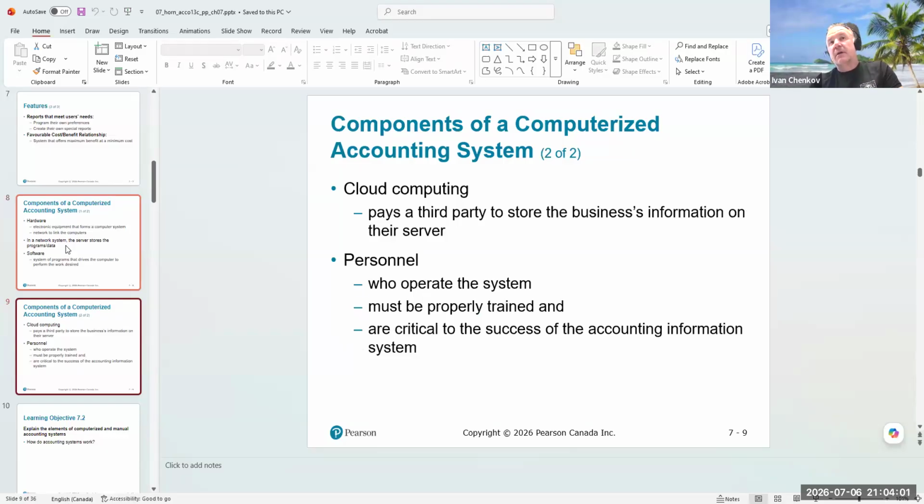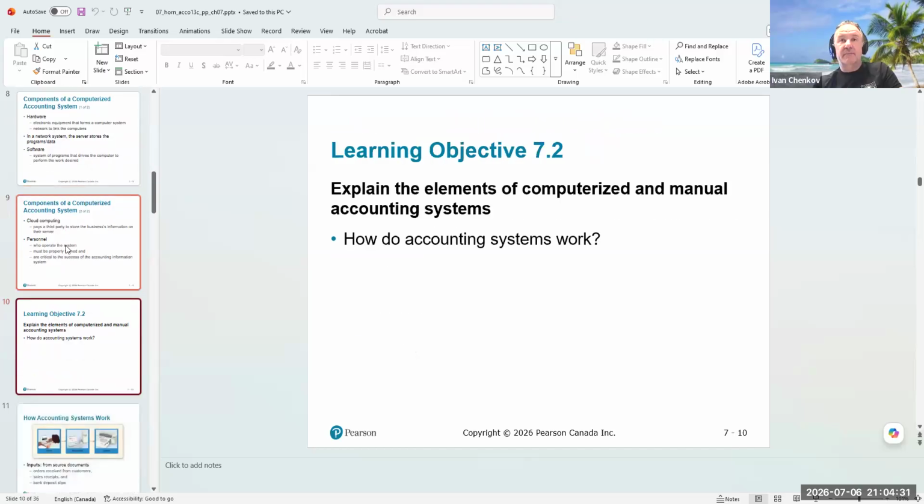We can have cloud computing, which lets us pay a third party for their server. We're also going to have the people who work on the system. To operate properly, they must be properly trained. Sometimes they're not, but they must be. This is very crucial for the success of the accounting software and the information that it produces.